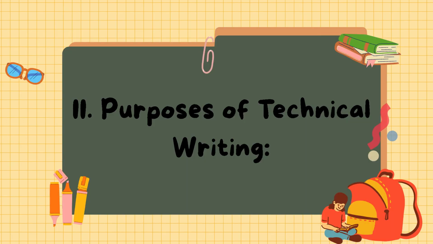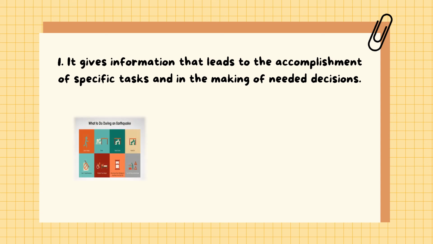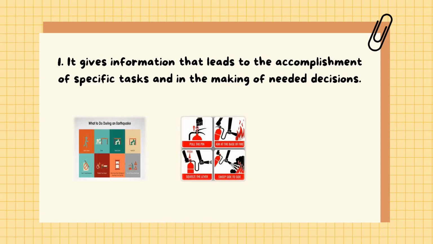Now let's proceed to the purposes of technical writing. Number 1, it gives information that leads to accomplishment of specific tasks and to the making of needed decisions. For example, technical writing gives information on what to do during a storm or earthquake, or how to use devices to avoid fire, or how to operate a new appliance or equipment like the latest model of an LCD projector using PowerPoint.